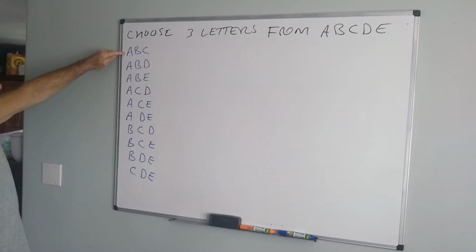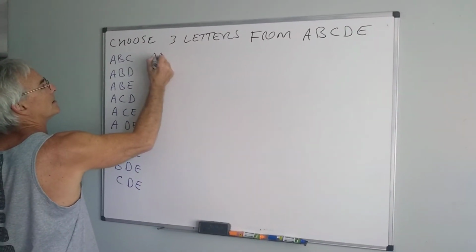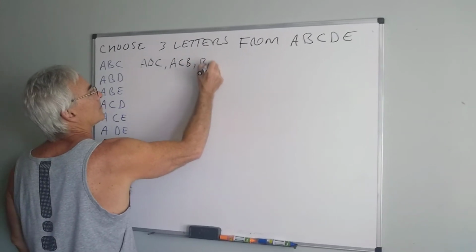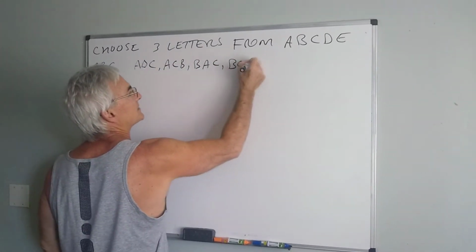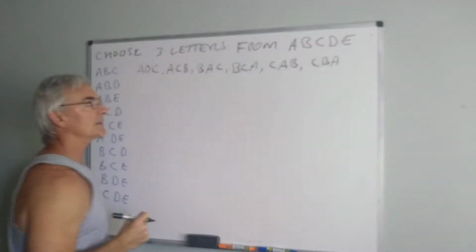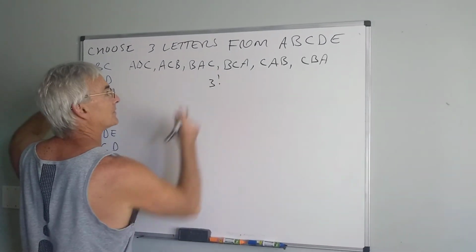Now if I take any one of the choices, let's say A, B, C, and I say let's rearrange the letters within there, then I have A, B, C; A, C, B; B, A, C; B, C, A; C, A, B; C, B, A. I have exactly 6 possible ways to arrange these 3 letters, which of course is 3 factorial.